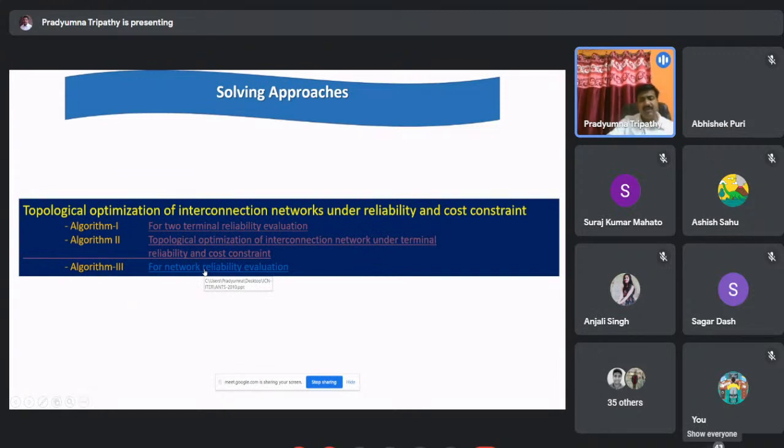This algorithm was the same way that we computed the two-terminal reliability; the network reliability is also evaluated. This paper was accepted at a conference at IIT Bombay. In a similar way, we computed it by taking the chord set and considering the connectivity of all the nodes, and from that the reliability is computed. In every case, we took reliability as the objective to maximize and cost as the constraint.